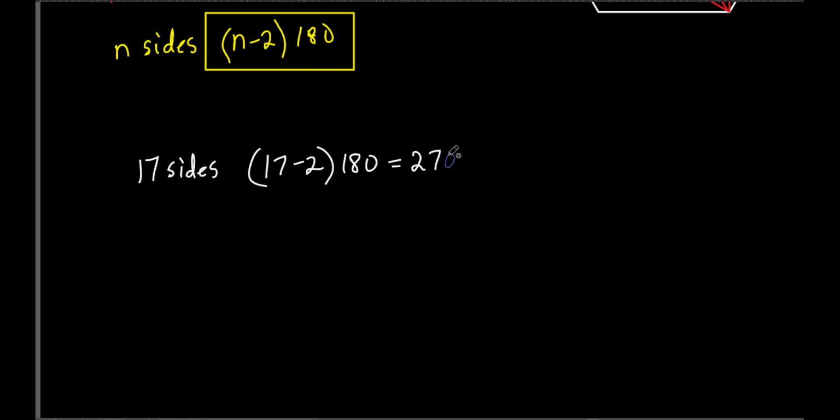2700? And that would be what? Degrees, right? What does that mean? What does that 2700 mean? Exactly right. You said it perfectly. It's what all the angles add up to be. All right? It's what all the angles add up to be.